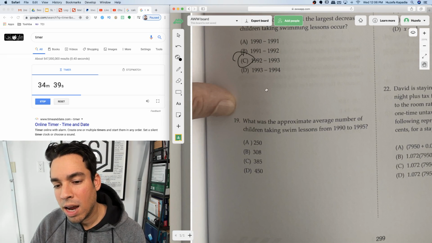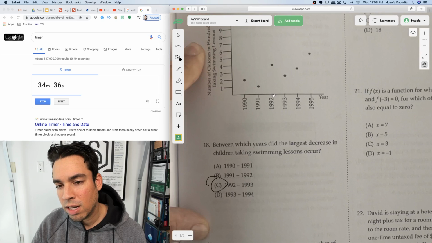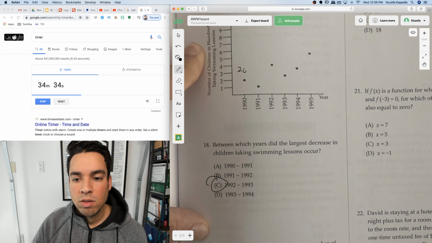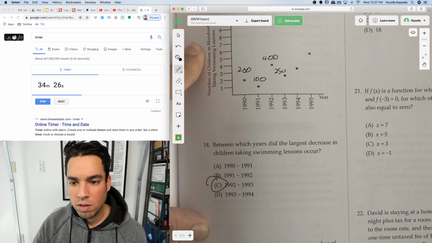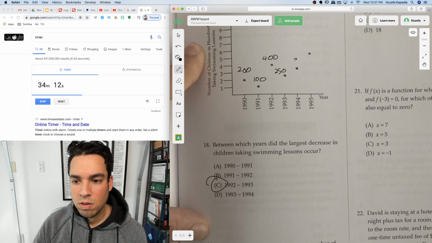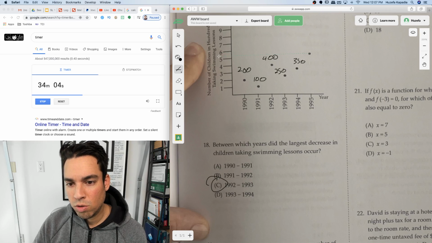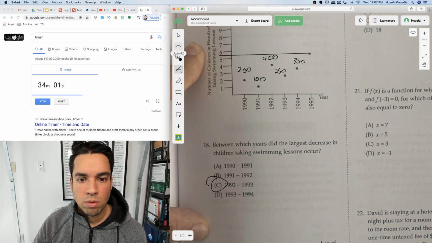What was the approximate average number of children taking swimming lessons from 1990 to 1995? Okay. 200, 100, 400. I think that's 250. Then I know you can't do straight lines on the real thing, but I'm going to say that's 350. And then this one is 600. Actually, the way you could do this is with a pencil as a straight edge. So I'll call that 550.